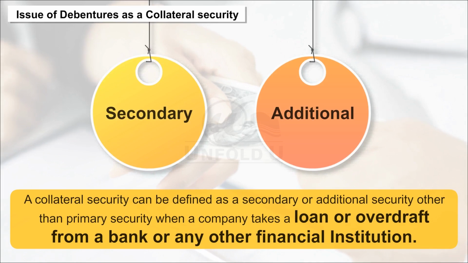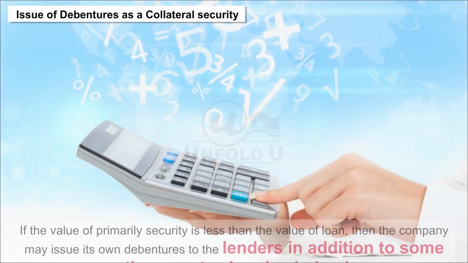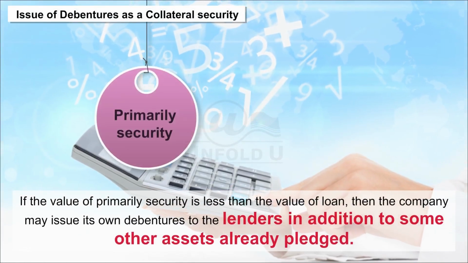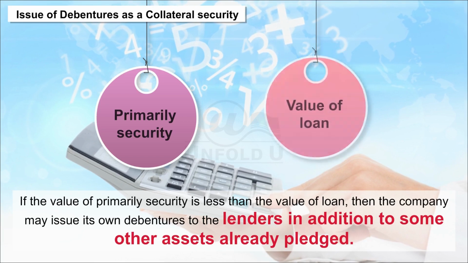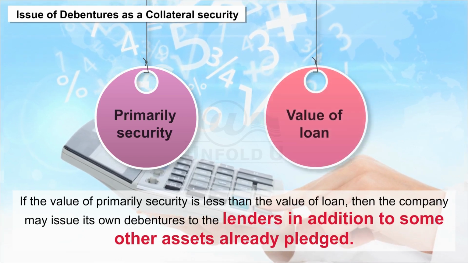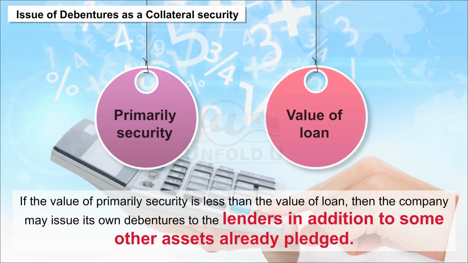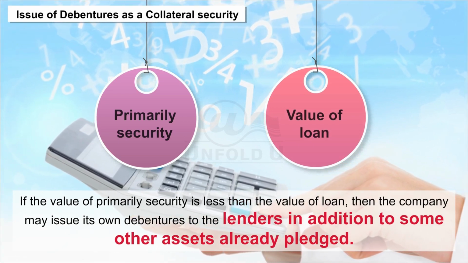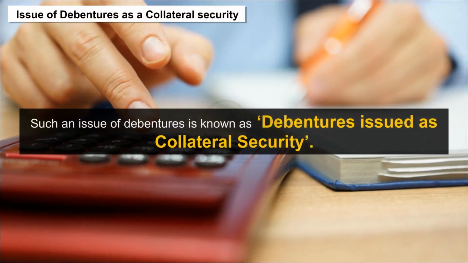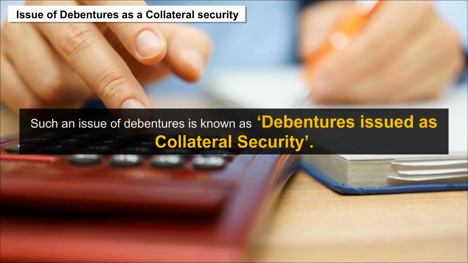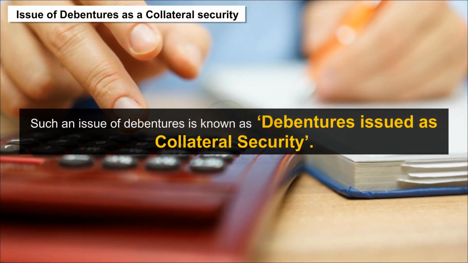A collateral security can be defined as a secondary or additional security other than primary security when a company takes a loan or overdraft from a bank or any other financial institution. If the value of the primary security is less than the value of the loan, then the company may issue its own debentures to the lenders in addition to some other assets already pledged. Such an issue of debentures is known as debentures issued as collateral security.